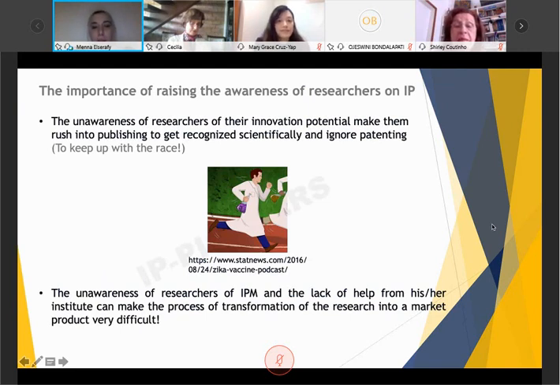So, yes, the researchers are always in a race. They're trying to publish their data very fast to get recognized scientifically. So their unawareness of their innovation potential can make them just rush into publishing their data and ignore the patenting, just to keep up with the race with the other scientists. And this is a big problem because then they can lose all the rights in their innovation and not be able to let it enter the market later on. And the unawareness of the researchers of IP management, or IPM, and the lack of help from the institute they work in can make the transformation of research into market product a very difficult process.